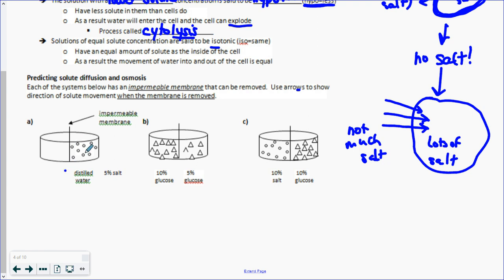This side should be distilled water. This side should be 5% salt concentration. So within that, it just has an overall percentage of 5% of salt.